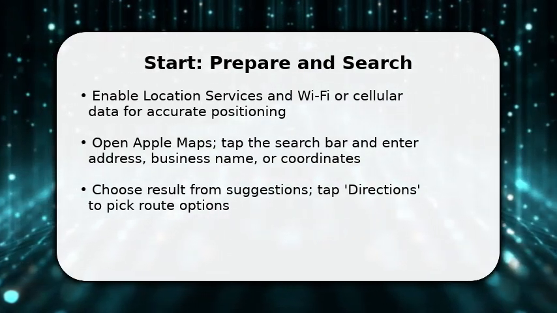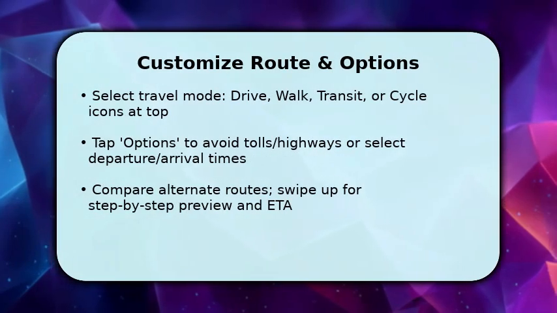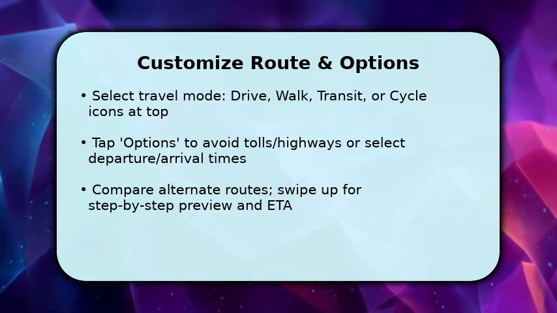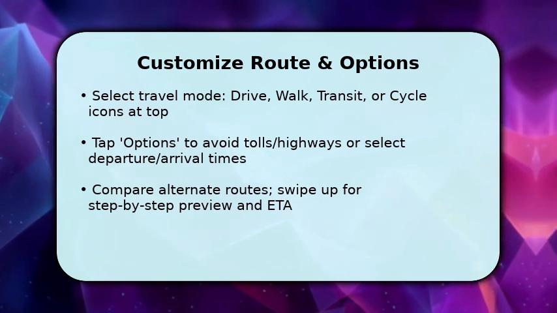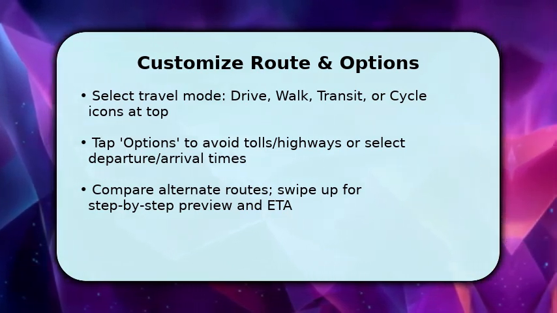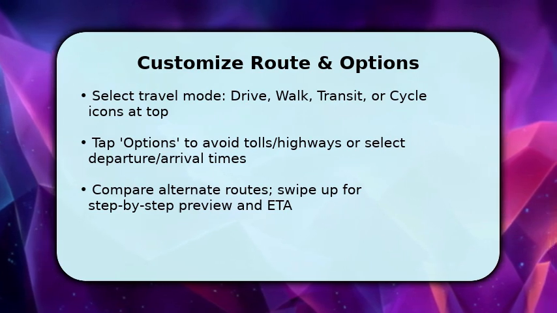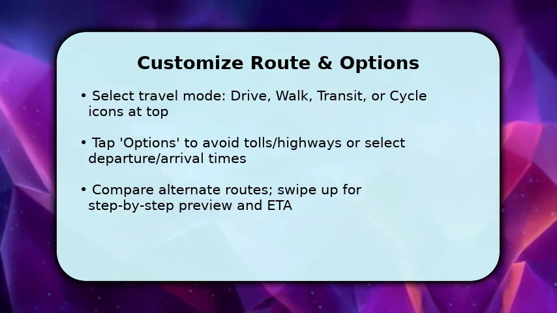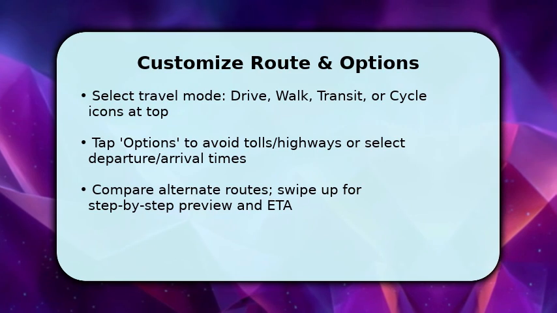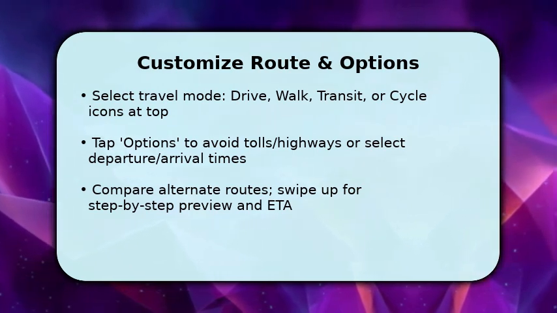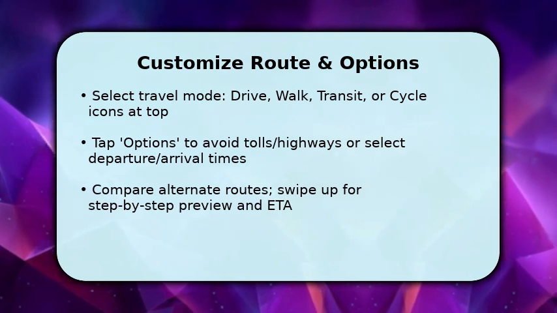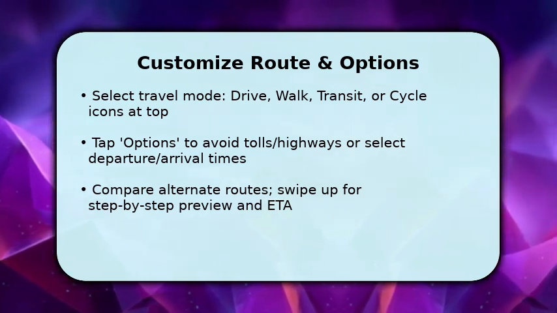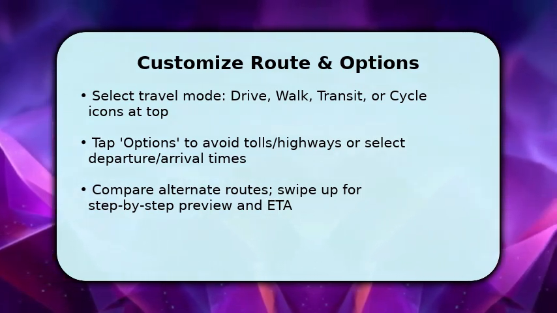Now you refine the route. Choose the travel mode at the top, driving, walking, transit, or cycling, because each uses different roads and rules. Next, tap options to avoid tolls or highways and to set departure or arrival times for accurate transit planning. Look at the list of alternative routes and compare time and distance. Swipe up for a step-by-step preview and turn list so you can scan complex intersections. This helps you pick the route that matches.